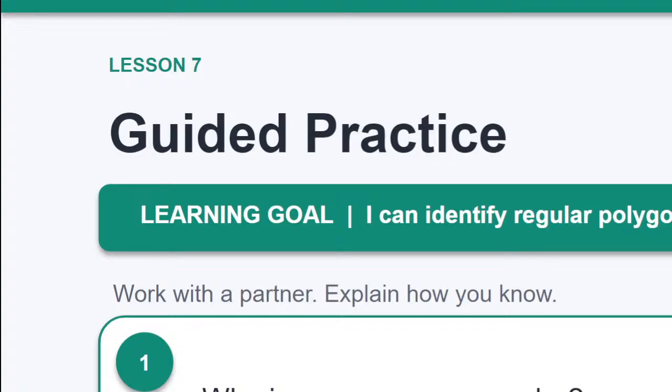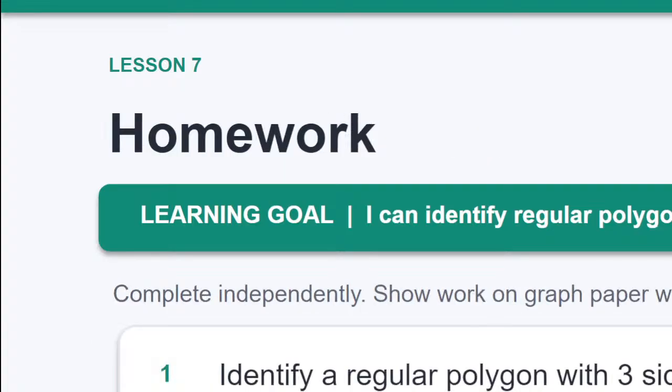It's the practice. Number one, why is every square regular? Number two, why is every rectangle regular? Number three, is an equilateral triangle regular? Number four, what must be true of a regular pentagon? Okay, this is the homework.